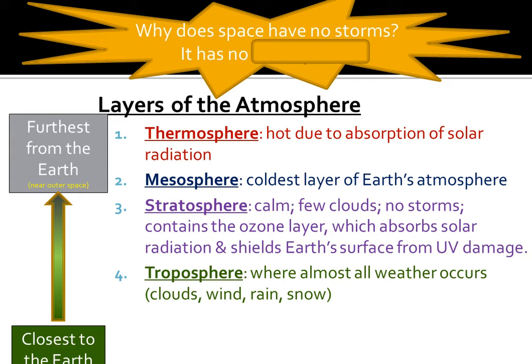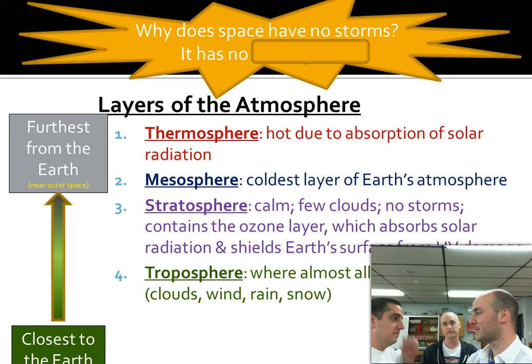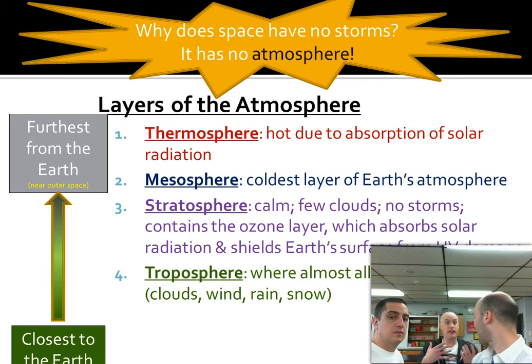Why doesn't space have any storms? I'm guessing it doesn't have something. It seems like there needs to be air for there to be storms. Air is the movement. It's a very chaotic movement of air molecules. Look at that. No atmosphere in space, no storms in space. Cool. No sound in space. Yeah. You know that. All right.